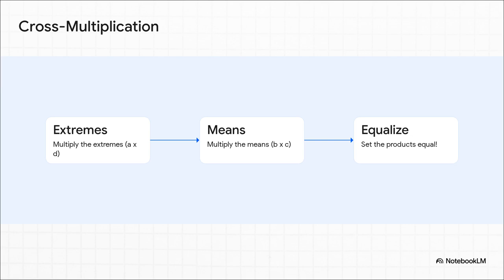When we have A over B equals C over D, we unlock the equation by multiplying diagonally. Step 1, we multiply the extremes, A times D. Step 2, we multiply the means, B times C. Step 3, we set those products perfectly equal to one another. Just like that. We've transformed a fraction problem into a super simple multiplication problem.